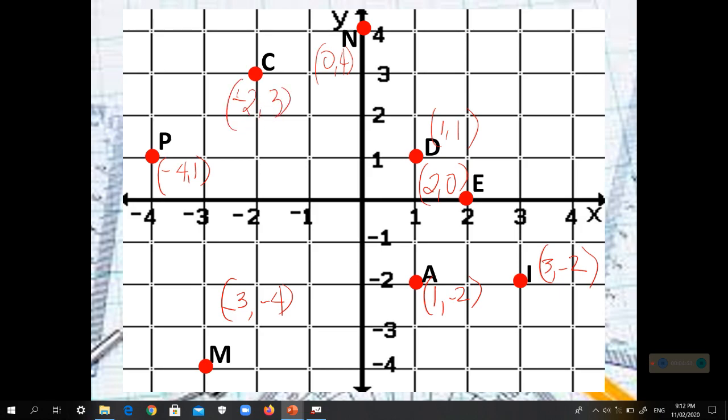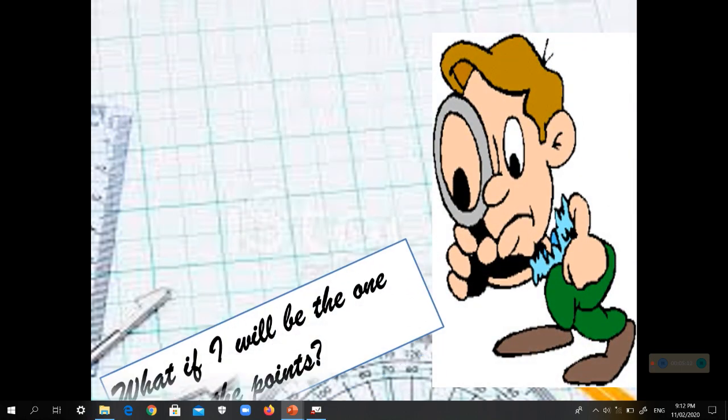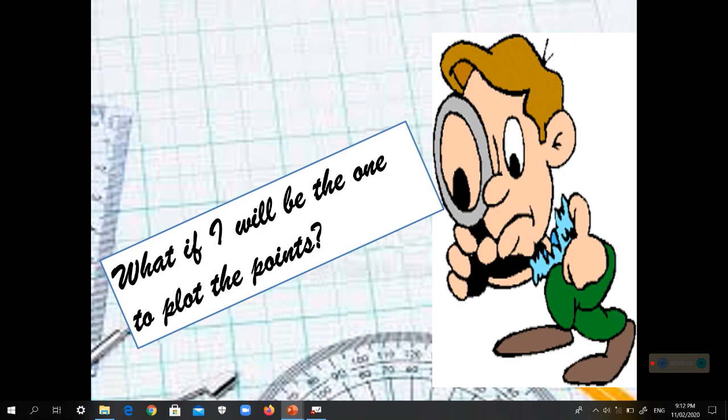Okay, so I hope you reviewed yourself how you are going to name the points. Again, you are going to start at the origin, look at the value of x, followed by the value of your y, then their point of intersection will be the ordered pair that will describe the given point. Okay, so let's proceed. What if you are the one who are going to plot the points?